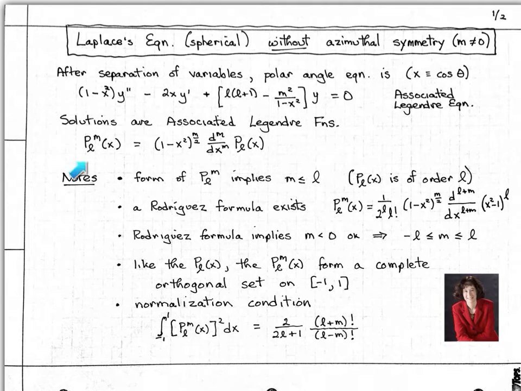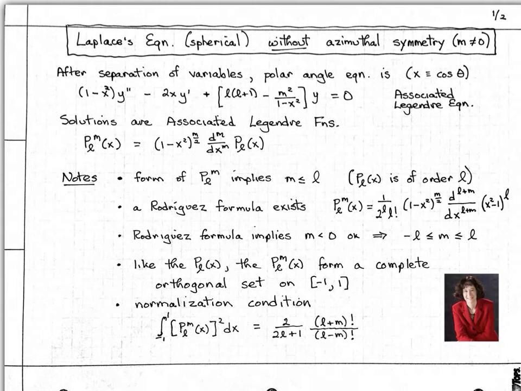This is not the only way to calculate the associated Legendre functions, however. Remember that for the Legendre functions, we had a Rodrigues formula that let us start with a simple polynomial and take some derivatives of it as a way of calculating the Legendre function. Well, the same is true here. We start with this simple function here, take some derivatives, multiply by another function and a coefficient, and voila, we have the associated Legendre function.